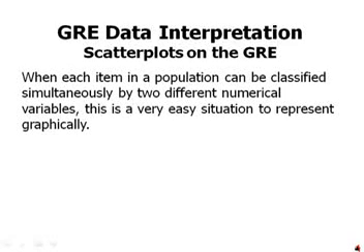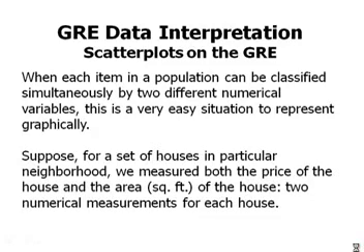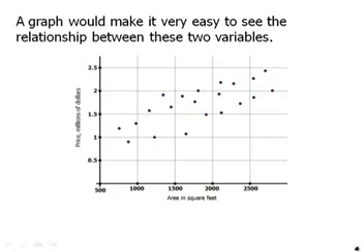When each item in the population can be classified simultaneously by two different numerical variables, this is a very easy situation to represent graphically. Suppose for a set of houses in a particular neighborhood, we measured both the price of the house and the area in square feet of the house. Two numerical measurements for each house. Then we could make a graph like this, and it'd be very easy to see the relationship. Here, every dot is a particular house. The horizontal position of the dot indicates its area in square feet.